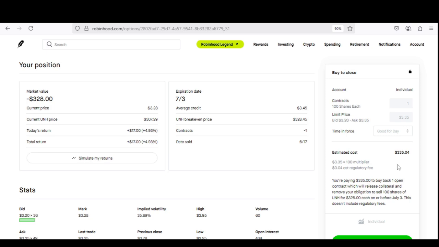Now, in order for you to buy, you have to be able to pay back some of the money that you received from the credit. So the credit you received was 3.45, or $345. And if you were to close the trade right now, you'd have to pay $335 of the credit you received. So you're still not losing. Actually, you're going to be up. The amount you're going to be up is going to be the difference between your 345 right here and your 335 right here. So you're going to be up on the trade about $10.